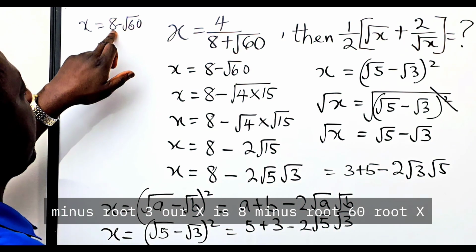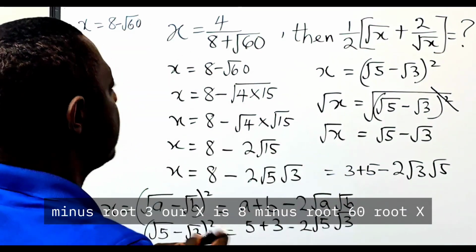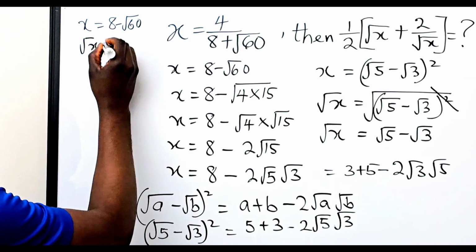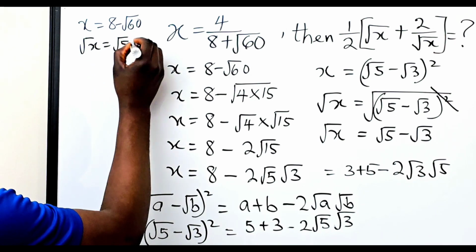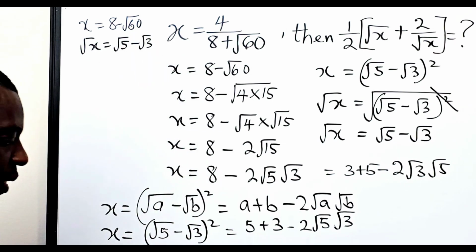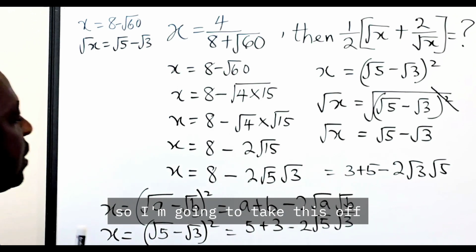Our x is 8 minus root 60. Root x will give us root 5 minus root 3. So I'm going to take this off.